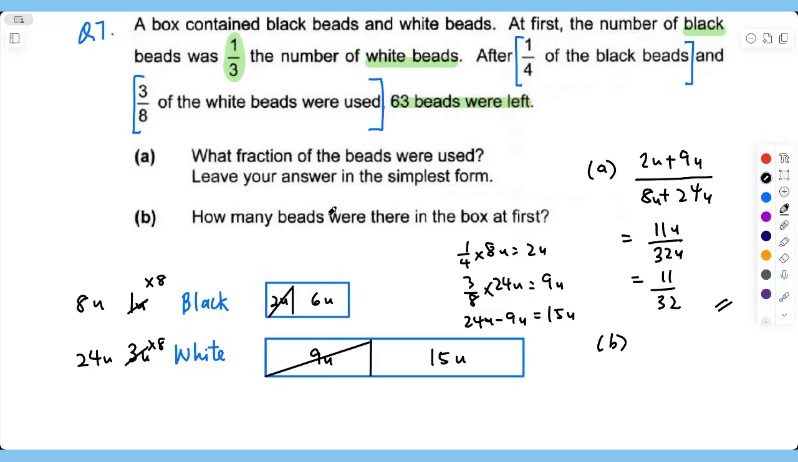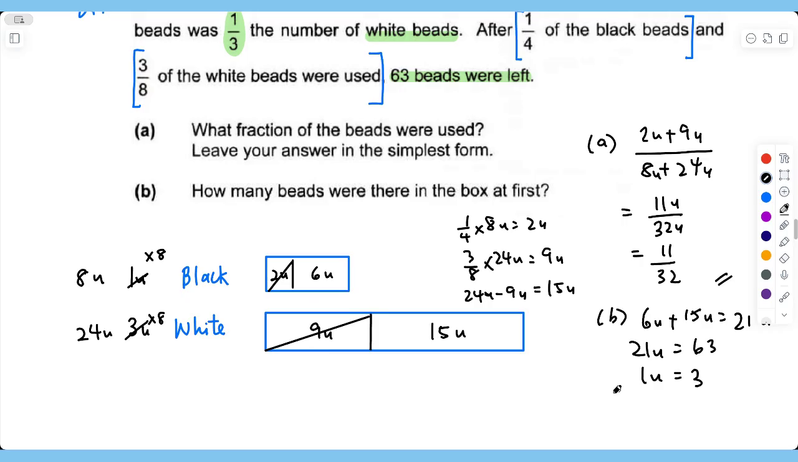For part B, how many beads were there in the box at first? Now we are told that 63 beads were left. And what is the units that are left? It's 6 units plus 15 units, and that's 21 units. So 21 units is equal to 63 beads. 1 unit is 63 divided by 21, that's 3 beads. And the total number of beads in the box at first will be 8 plus 24 units, that's 32 units. So 3 times 32 will give us 96 beads at first.